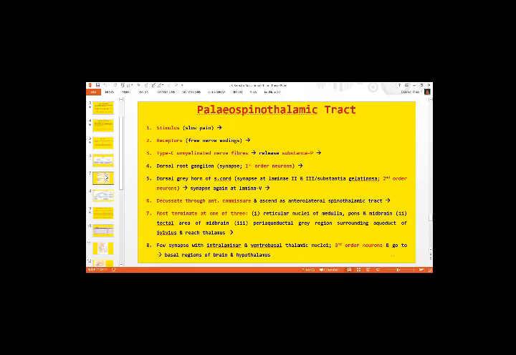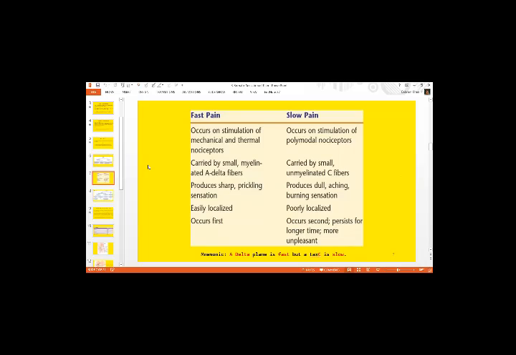The take home message for today's session is that fast pain is of acute onset. It is carried by A delta fibers. It is well localized. The slow pain is of delayed onset. It is carried by type C unmyelinated fibers. It is poorly localized. The neospinothalamic pathway is for fast pain. The paleospinothalamic pathway is for slow pain. Pain can also be classified as somatic versus visceral, which includes both superficial and deep.